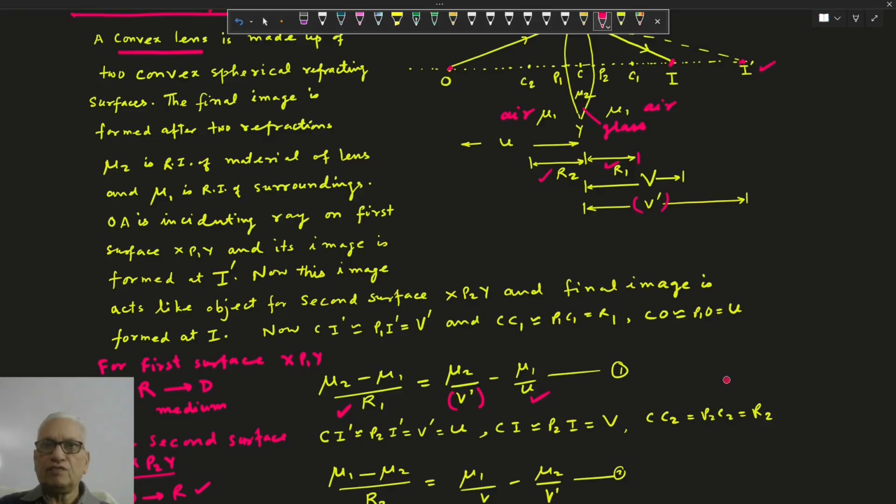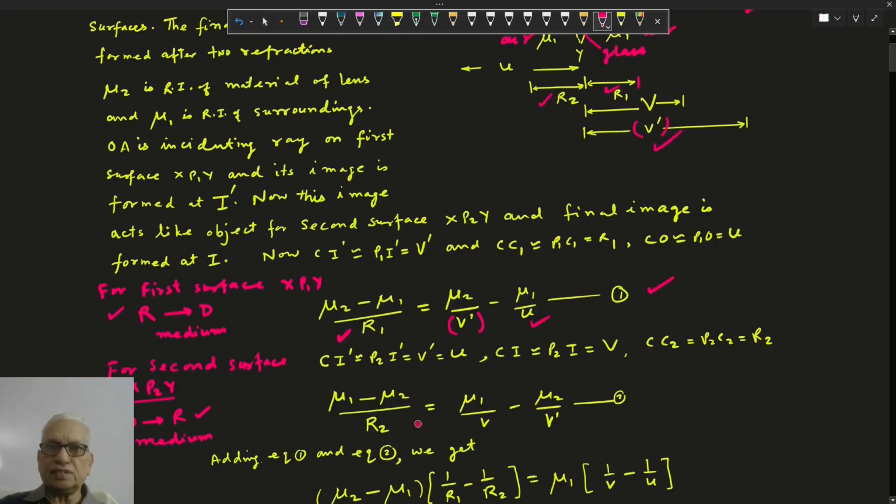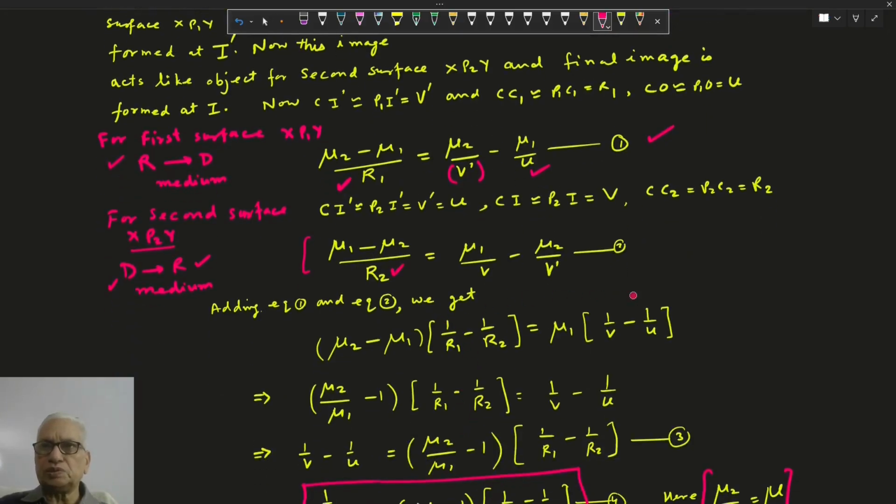Here I dash is the intermediate image, and this is the distance for the intermediate image. For the first surface, moving from rarer to denser medium, the rarer to denser formula will be used: mu2 upon v dash, where v dash is the intermediate image distance, minus mu1 upon u equals mu2 minus mu1 upon r1. This is equation 1. Now this I dash acts like an object for the second surface. For the second surface it is moving from denser to rarer medium, so the denser to rarer formula will be used: mu1 minus mu2 upon r2 for the second surface equals mu1 upon v, this is the final image, minus mu2 upon v dash, the intermediate image distance.